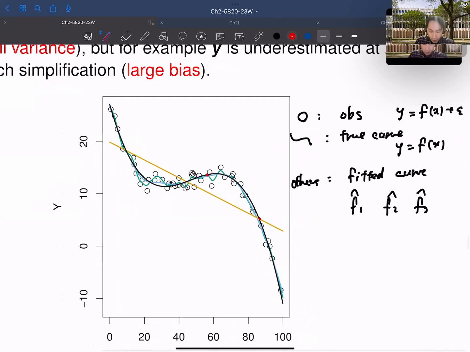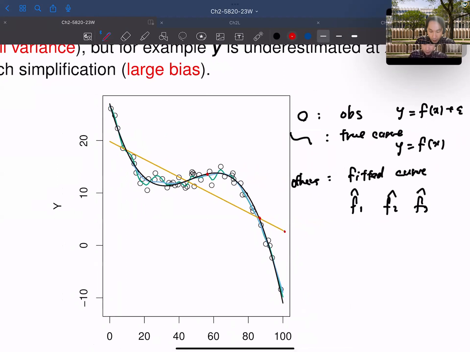So what's the situation here? The yellow one is a straight line. So this is too simple to estimate the black curve. So this is actually just a straight line. So in this case, the bias is large. You can see that, for example, if we want to calculate the fitted value at 70.